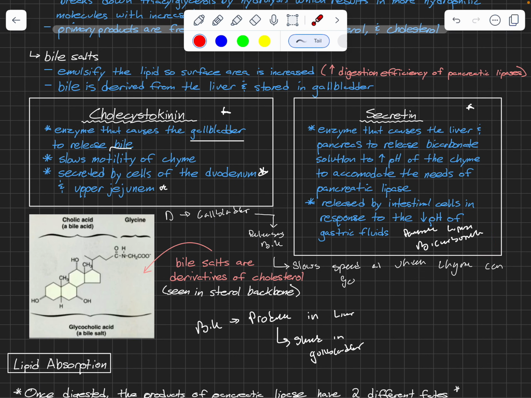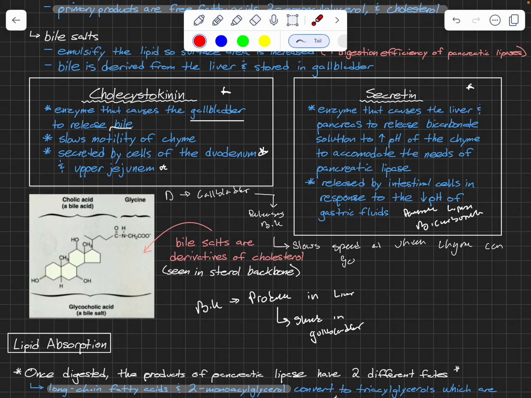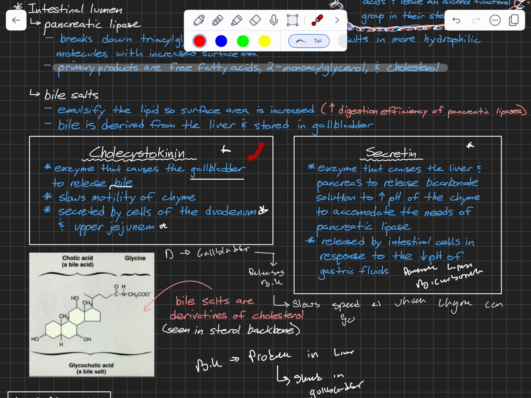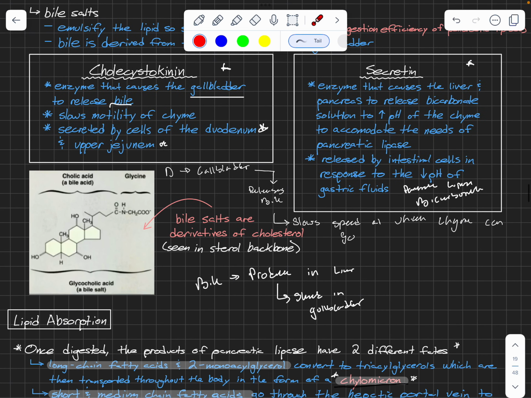So with this little tidbit right here, I believe cholecystokinin is released by the cells of the duodenum and upper jejunum. And that's how these two hormones work together. Cholecystokinin is more for bile release. Secretin really helps with bicarbonate release to raise the pH in the small intestine and allow our pancreatic enzymes to work more efficiently.